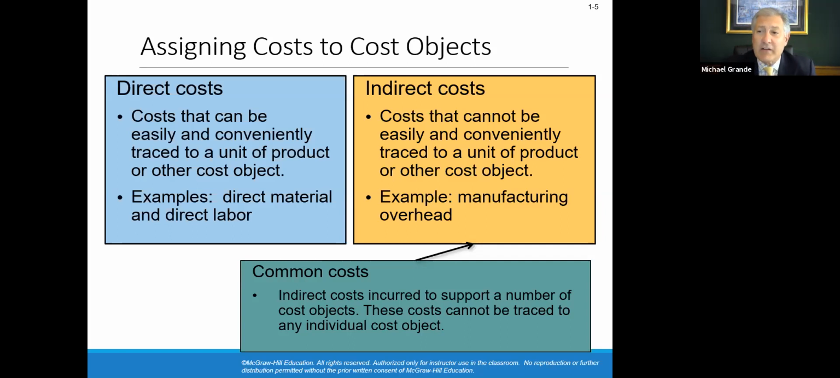Pardon me, that is the direct materials. Direct materials are the significant components of the product. Direct labor are the wages and salaries of the employees who assemble, who put together, who touch the product. Those are the classic examples of direct material and direct labor. Indirect costs are costs that cannot be easily and conveniently traced to a unit of product or other costs. And those primarily are made up of manufacturing overhead.